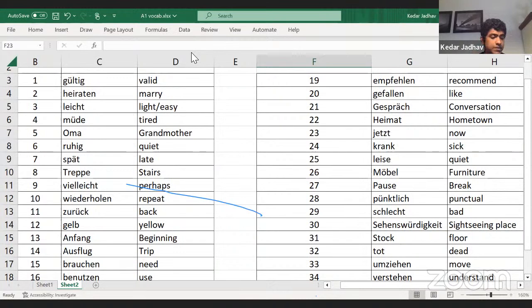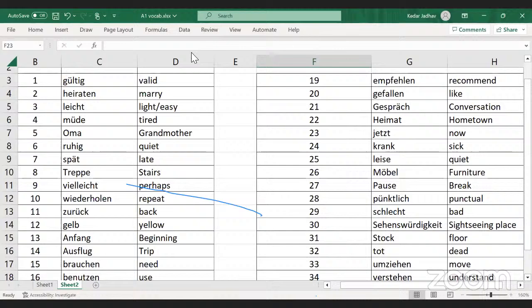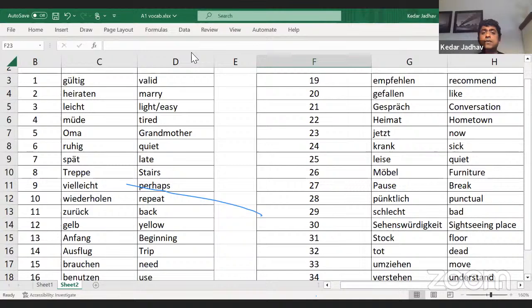Okay, somebody wrote "Bitte zurück bleiben." Yes, please stay behind. Everybody knows this, right? Bitte zurück bleiben. Okay. Then Gespräch, again a very important thing. Gespräch is a conversation. Sambhashan jisko bolte hai. Ki bhai, do logo ke beech mein jo hota hai, wo communication.